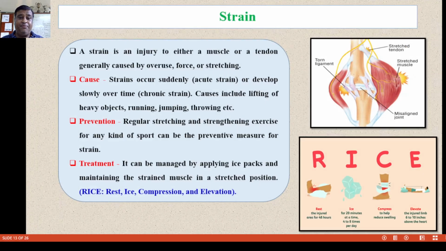Next is strain. Strain is an injury to the muscles or tendons, generally caused by overuse of force or sometimes overuse of stretching. It can occur suddenly as an acute strain or develop slowly over time as a chronic strain. What are the causes? Lifting heavy objects, running, jumping, throwing improperly. Prevention is regular stretching and strengthening exercises, and it can be prevented.